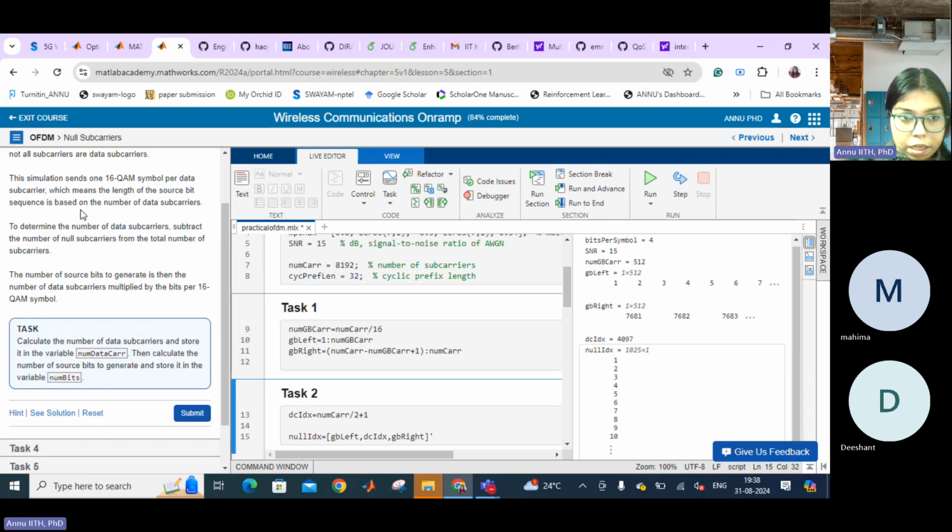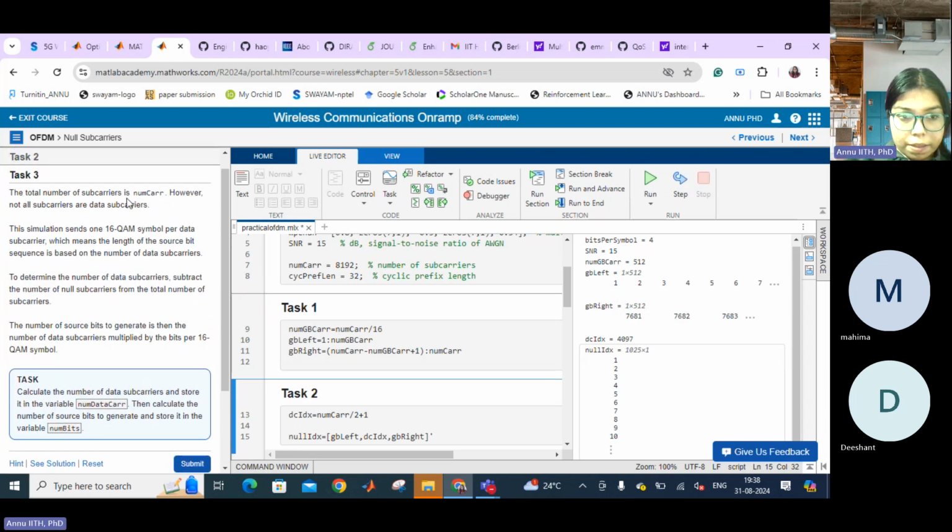Okay. Now, the total number of subcarriers is number of carrier. However, all the subcarriers are not data carriers. The simulation sends 16 QAM symbol per data subcarrier, which means the length of the source bit sequence is based on the number of data subcarriers. To determine the number of data subcarriers, subtract the number of null subcarriers from the total number of subcarriers. So the number of source bits to generate is then the number of data subcarriers multiplied by the bits per 16 QAM.